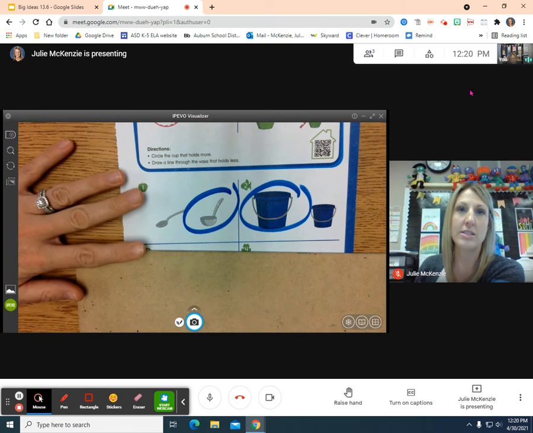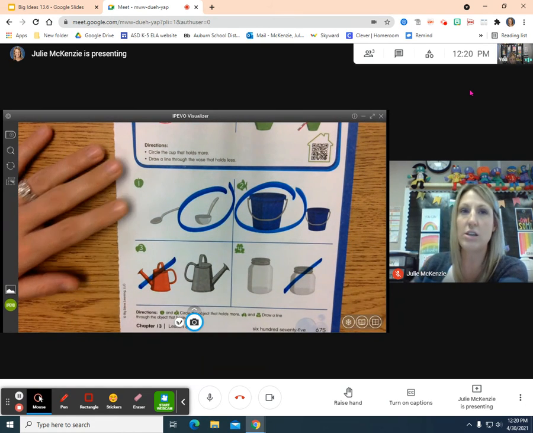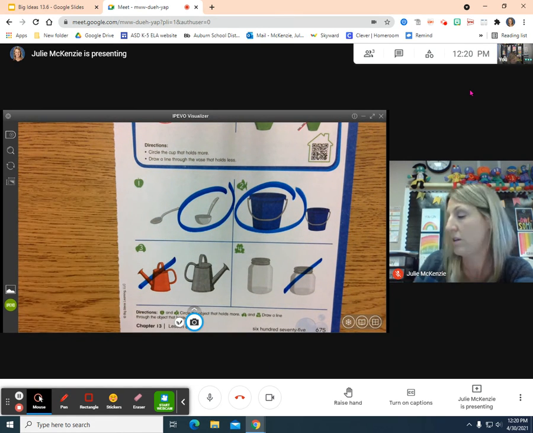Okay, check your answers with mine. Are those the ones that you drew a line through? This is much smaller and this is much smaller, and so this holds less than the silver one and this holds less than the tall one.